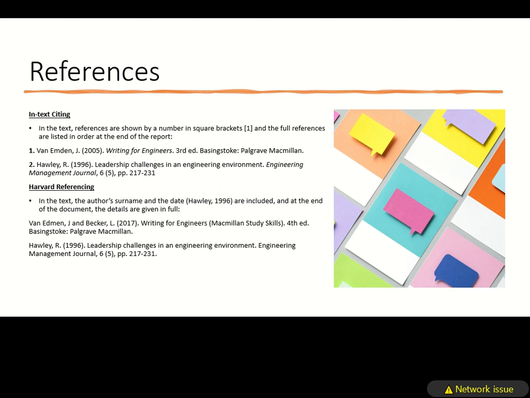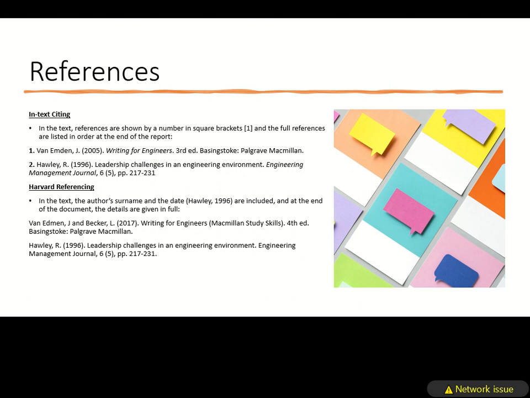Okay. And then we have the other referencing style, which is known as Harvard referencing. So in Harvard referencing, you put the last name of the author and the year in which the information was published. So this will appear in the report. At the end of the report, it is the same information as this. Who wrote it, when wrote it, what's the title, and who published it, and so on and so forth. The information is the same.